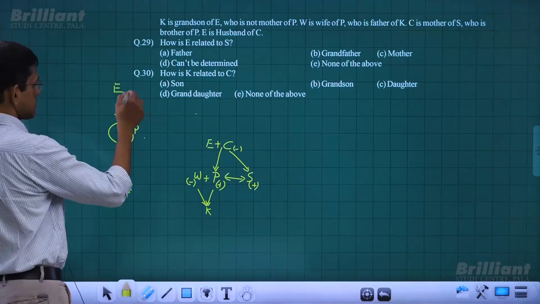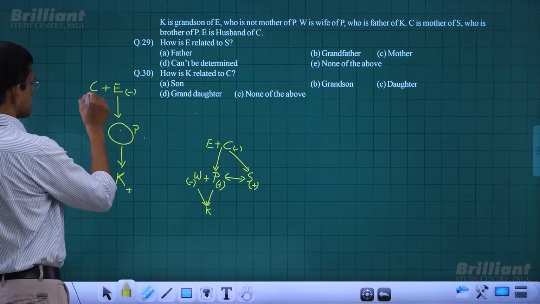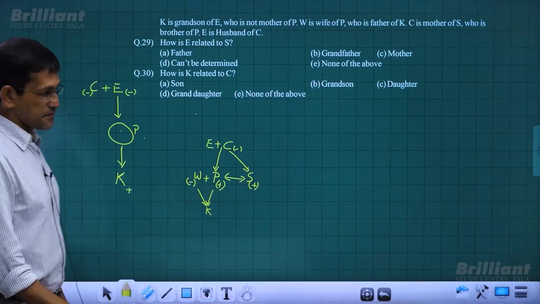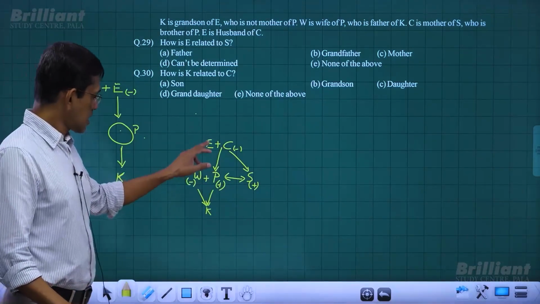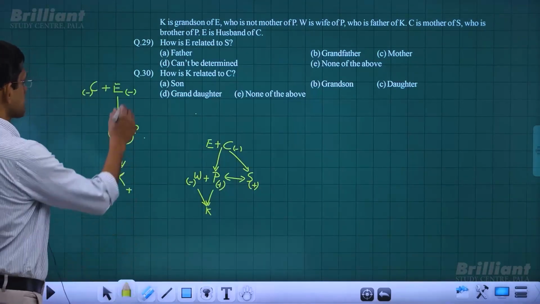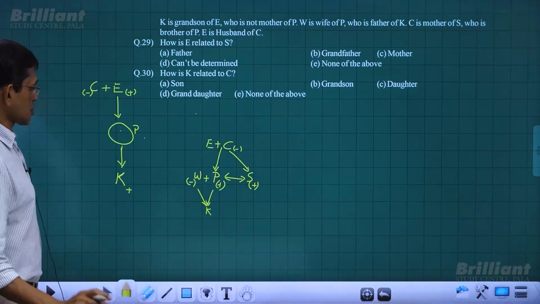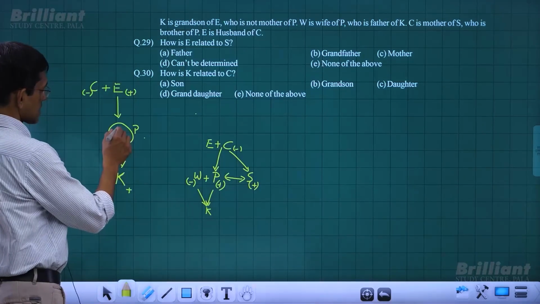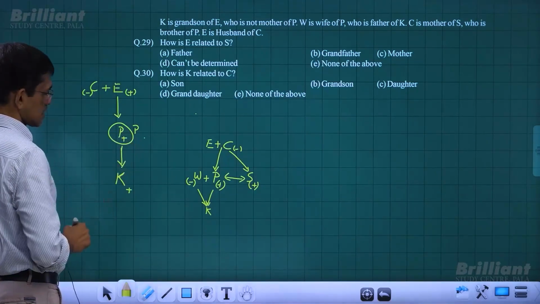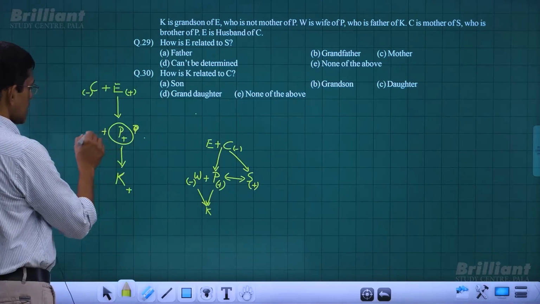So here we have E. E is the husband and C is the wife. And E and C have two children, P and S. C is the mother of P and S, and E must be the father of P and S. So that means P must be the son of C and E. And the son's son is the grandson. And W is the wife of P.